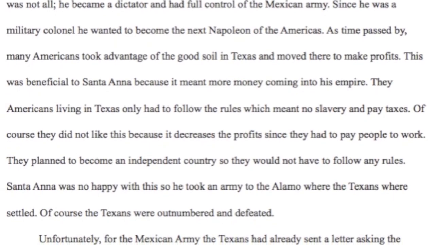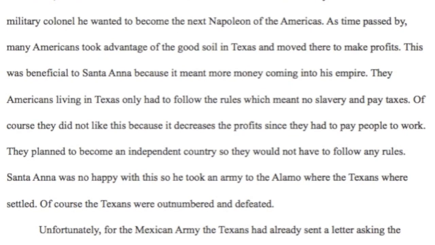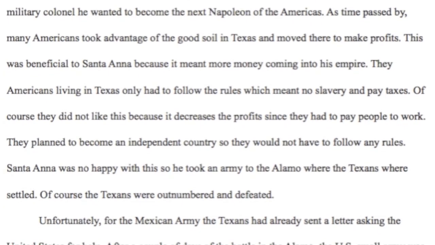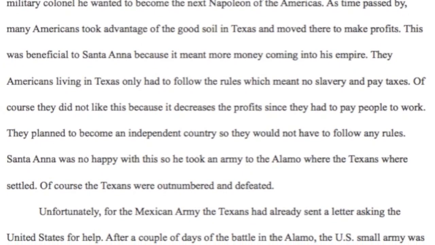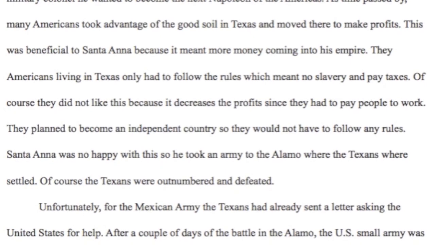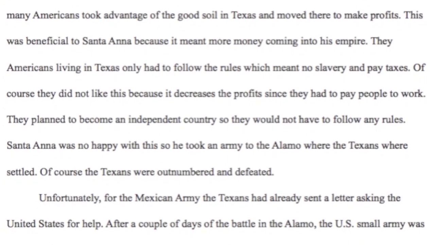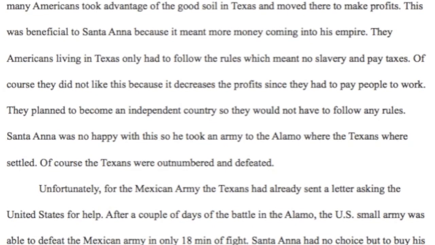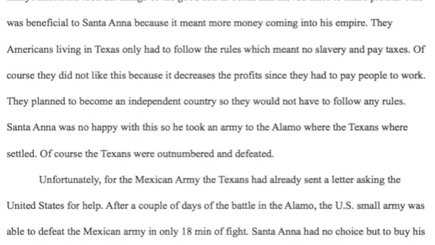The Americans living in Texas only had to follow the rules, which meant no slavery, and pay taxes. Of course, they did not like this because it decreased the profits since they had to pay people to work. They planned to become an independent country so they would not have to follow any rules. Santa Anna was not happy with this, so he took an army to the Alamo where the Texans were settled. Of course, the Texans were outnumbered and defeated.